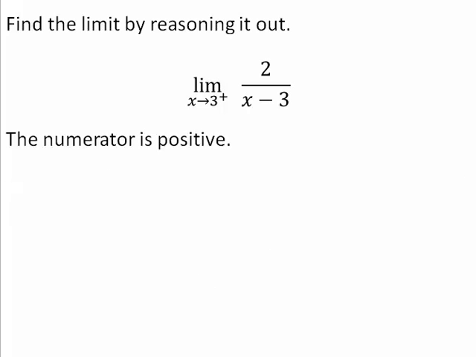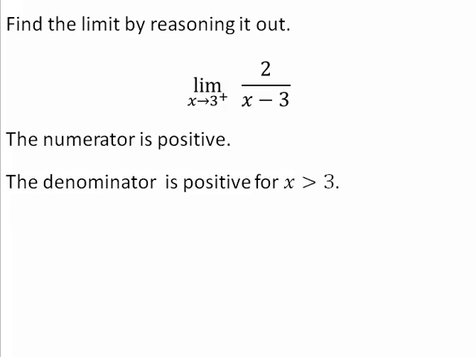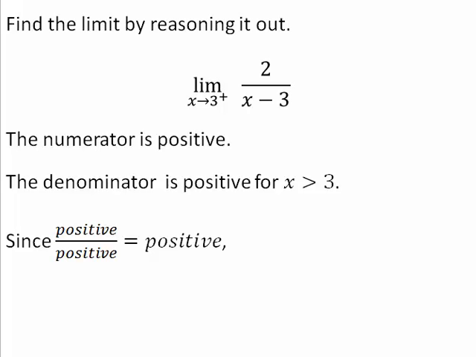Well, the numerator is positive. The denominator is positive for x larger than 3. Now x is larger than 3 because x is approaching 3 from the right. So my numerator is positive, my denominator is positive, and so the expression is positive. For that reason, my answer is positive infinity.